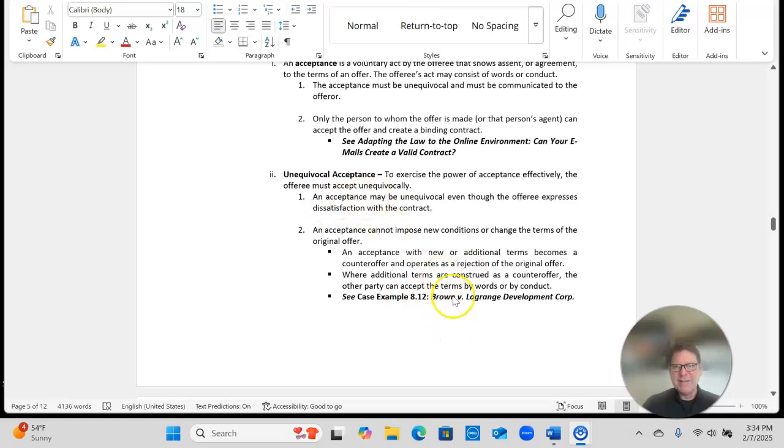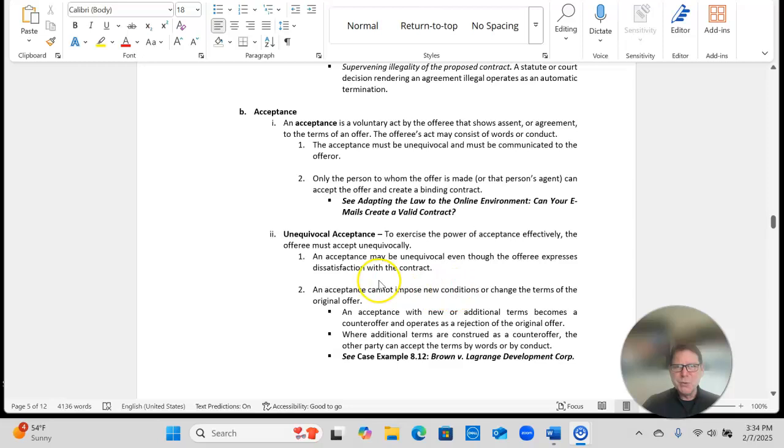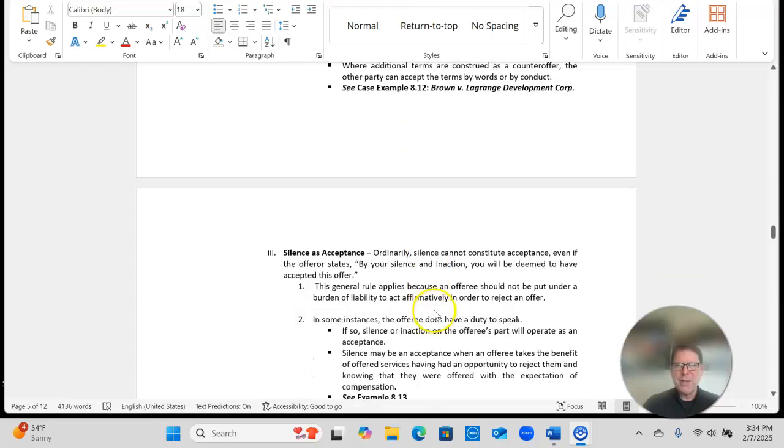As we said, an acceptance that adds terms is going to be a counteroffer and is not an acceptance. It has to be unequivocal, right? The mirror image rule says it must be unequivocal. You cannot change the language of the offer by your acceptance. If you do, you've created a counteroffer and you have rejected the original offer, which we talked about already.